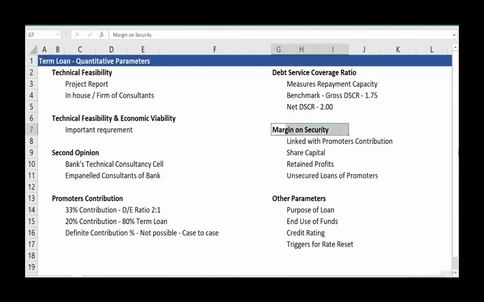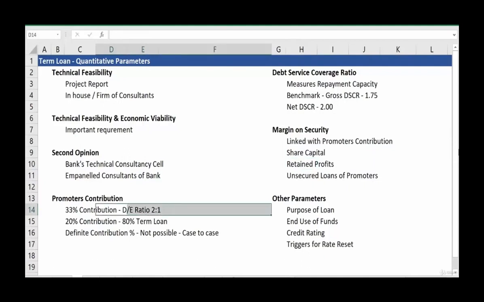See, this is linked with promoters contribution as well, because I said 33% promoters contribution will give debt equity ratio of the project as 2:1. Here this 33% promoters contribution need not be entirely in the form of share capital. It can also be in the form of retained profits of business. It can also be in the form of unsecured loans brought in by promoters. But bank will try to keep this ratio as 2:1, and the level crossing 2:1 may require deviation approval and all.